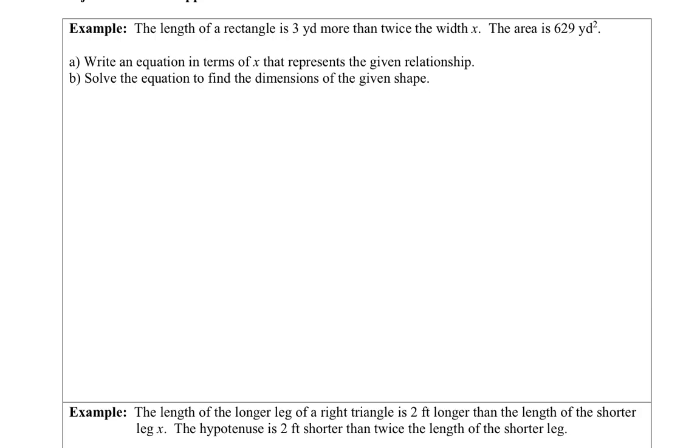Now, the last 3 problems in these notes are word problems, application problems, but they're not so bad as could be because we're going to be able to draw a picture for these. So it says the length of a rectangle is 3 yards more than twice the width x. The area is 629 square yards. Write an equation in terms of x that represents the given relationship and solve it to find the dimensions of the shape. So the first thing I'm going to do is I'm going to draw a rectangle.